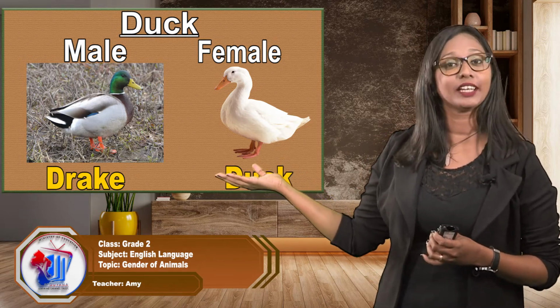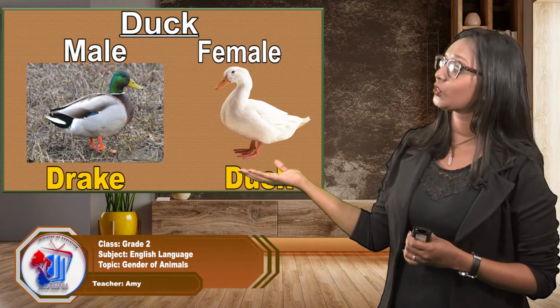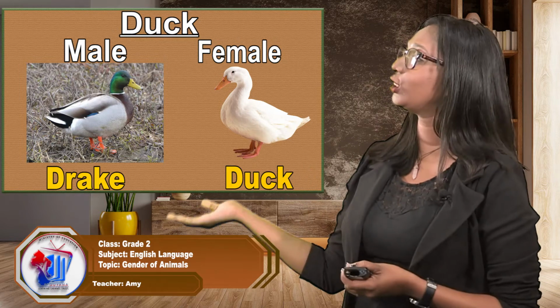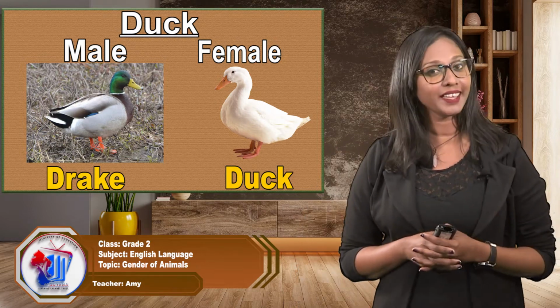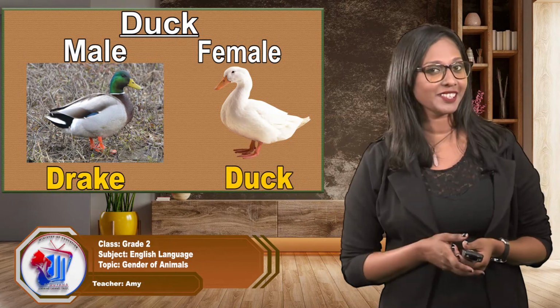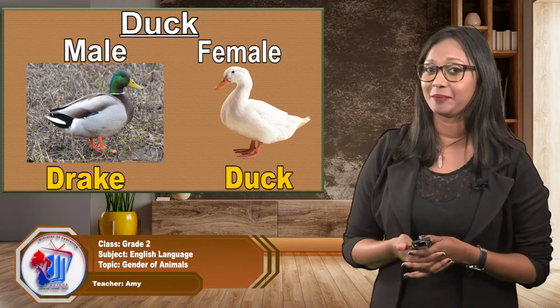Let's spell drake. D-R-A-K-E. Drake. So the male for this animal is a drake. And the female is a duck. So when you see this animal swimming around in the pond, and if we know it's a male, we say it's a drake. Okay, boys and girls? So next time, make sure you use the correct name.